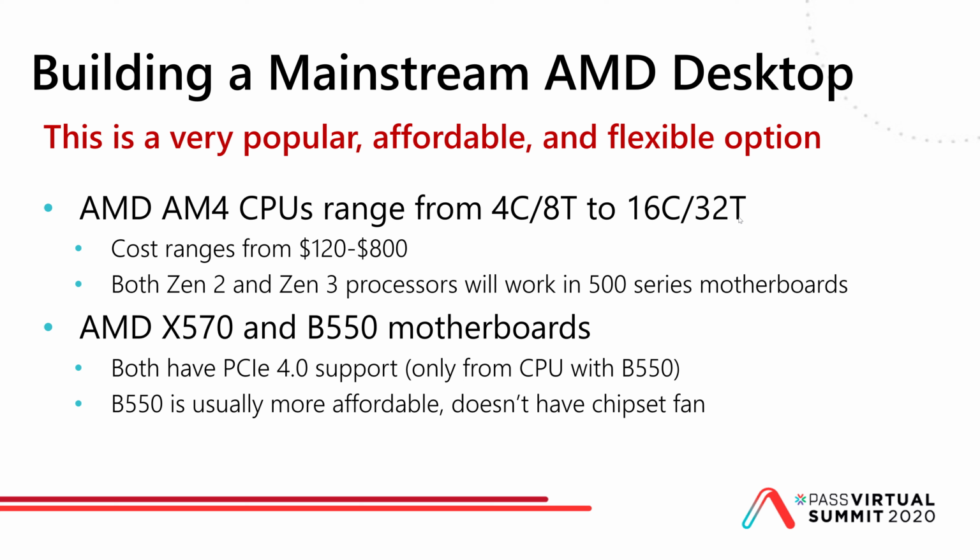Both the Zen 2 and the Zen 3 processors will work in modern 500 series AMD motherboards. So what this means is you can use an AMD X570 or an AMD B550 motherboard, and both of those have PCIe version 4.0 support. You only get it from the CPU and not the chipset with B550. B550 is supposed to be more affordable than X570, and it doesn't have a chipset fan like X570 does, so a lot of people prefer it because of that reason.